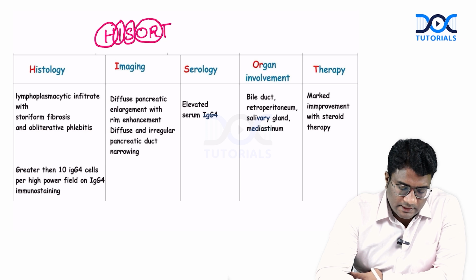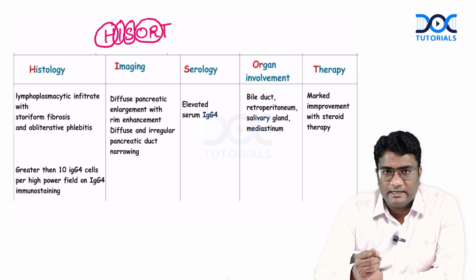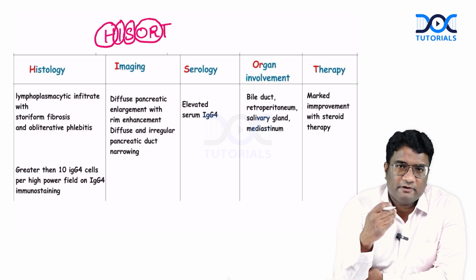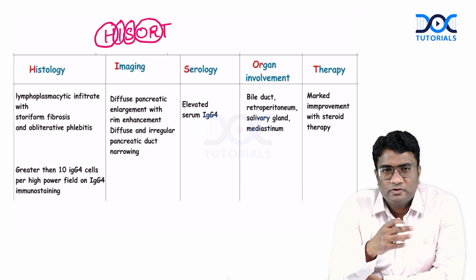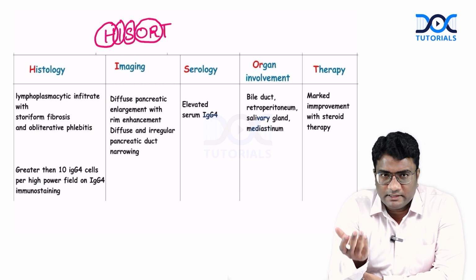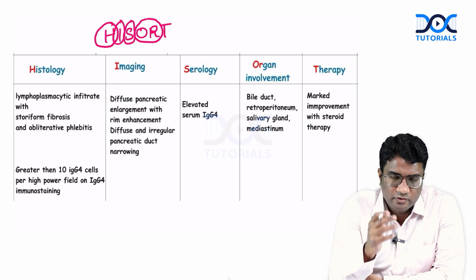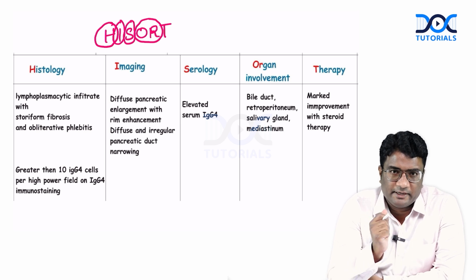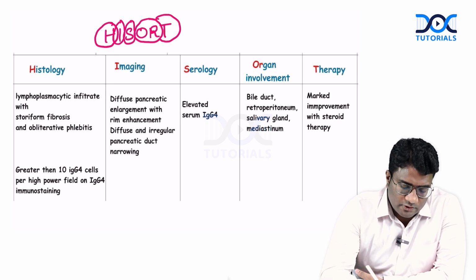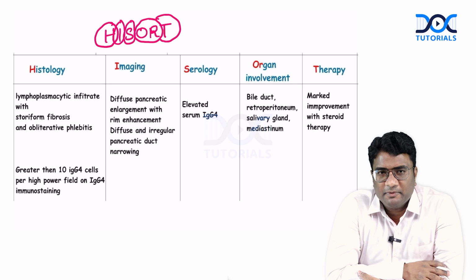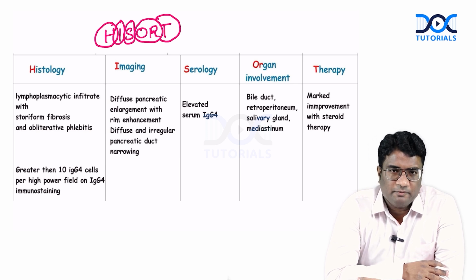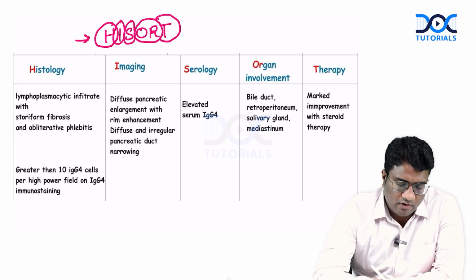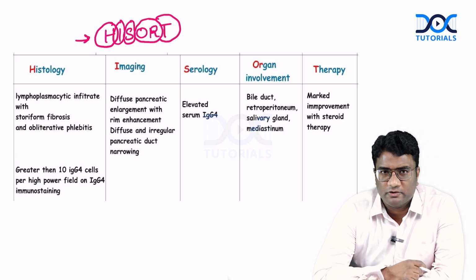Organ involvement is there. Other organs are involved, like in IgG4-related diseases: you would have retroperitoneal fibrosis, and salivary gland, Sjogren's-like features. All of these involvements of other organs are useful in the diagnosis of autoimmune pancreatitis. And a good response to steroid therapy will tell you that what you are dealing with is autoimmune pancreatitis. Very good response to steroids will be there.